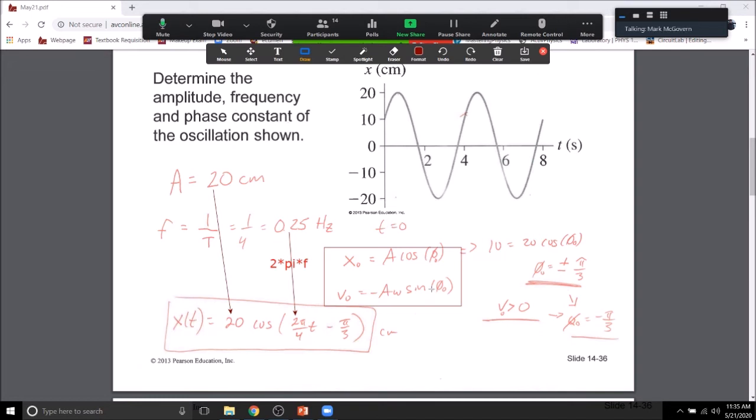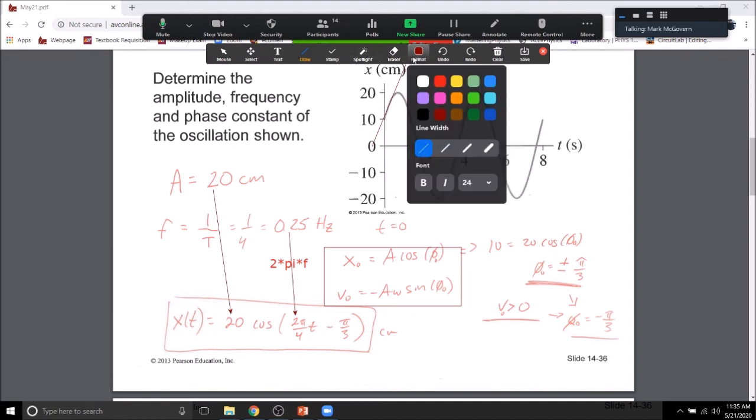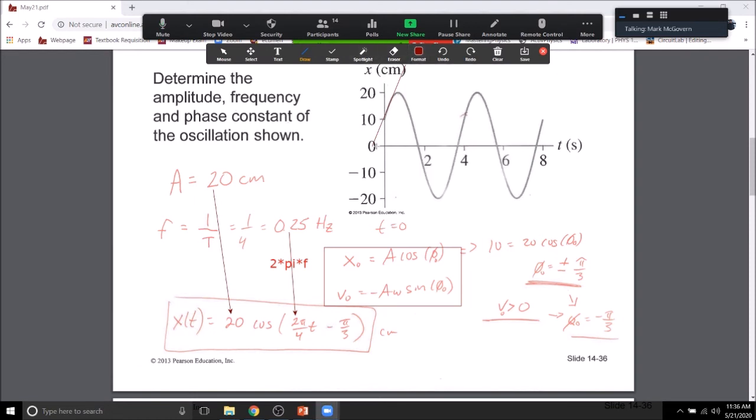According to the graph we have here, right at t equals 0, when the block's at 10 centimeters, we have a derivative right here. Look at the derivative. The derivative is the tangent line right at that location. Let me make it thicker here. That tangent line contains a positive slope. So that means we have to pick the phase shift that gives us a positive velocity.